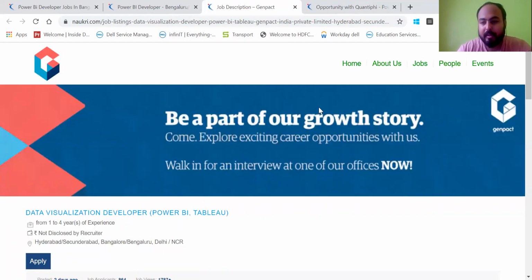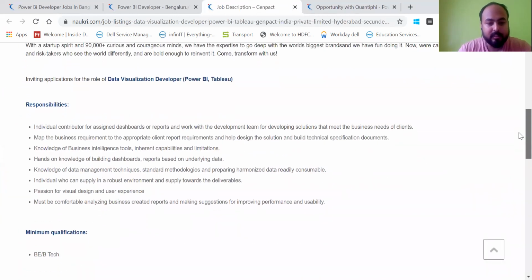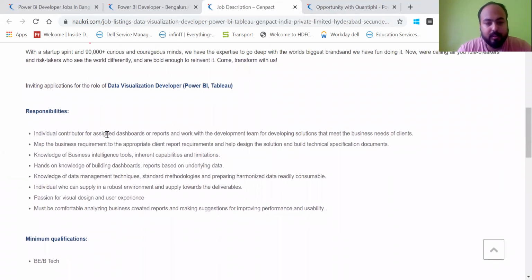Then let me close this one and look into Genpact. Genpact again is a big company, hiring a data visualization developer, Power BI, Tableau. Let's look into the details. Individual contributor for assigned dashboards and reports, business need of the client, this is fine. Map the business requirement, this is fine. Knowledge of business intelligence tool, inherent capabilities and limitations. This is fine. Knowledge of data management techniques, standard methodologies and preparing harmonized data readily consumable.